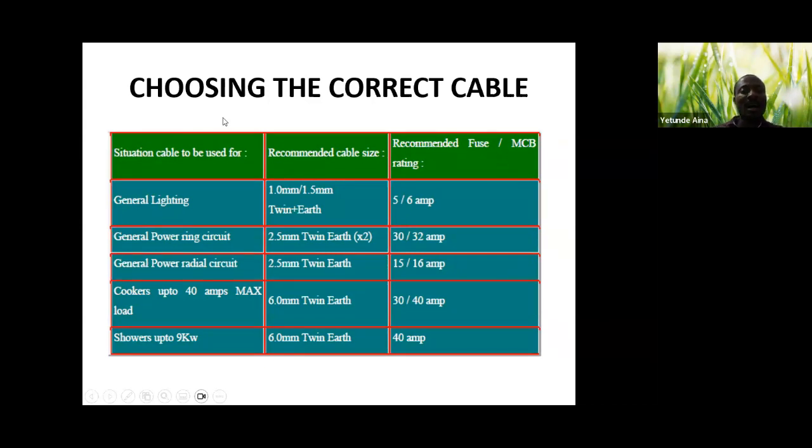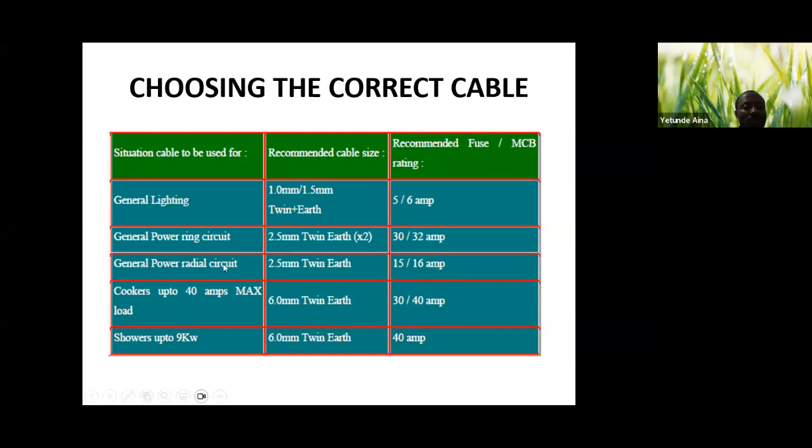Now let's start with the general lighting. For general lighting, you are to use either 1.0 mm or 1.5 mm twin plus earth cable, and the breaker to use for that is 5/6 amps. Then for general power ring circuit, we are to use 2.5 mm twin earth cable and a 30/32 amps breaker. Then for general power radial circuit, we have a 2.5 mm twin earth and the 15/16 amps breaker as well. So that is for those three.